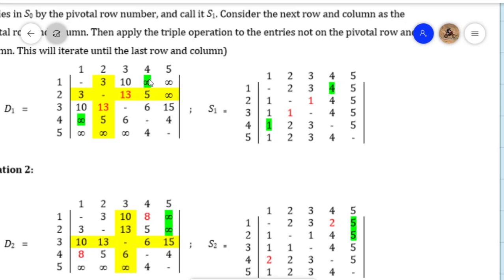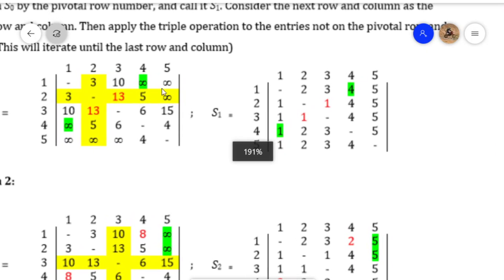Infinity will be compared with 5 plus 3. 5 plus 3 is 8. 8 is less than infinity, so this entry will be replaced in the next iteration. Next, we have infinity. Infinity compared with 3 plus infinity is still infinity, so equal to this entry, so we do not replace that. Then we proceed to the third row.